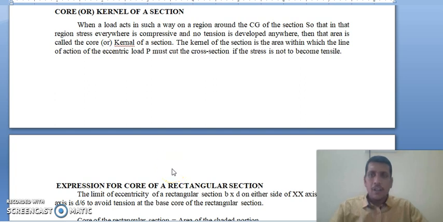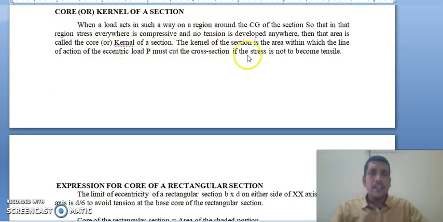In this video, we'll discuss the core or kernel of a section and a few problems on columns. First, the core or kernel of a section. When a load is acting on a region around the center of gravity of a section, so that in that region stress everywhere is compressive and no tension is developed anywhere, then that area is called the core or kernel of a section.